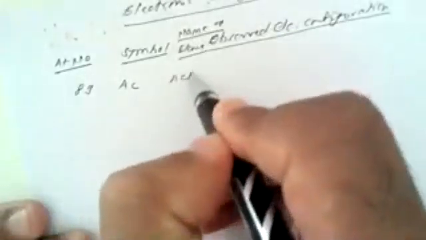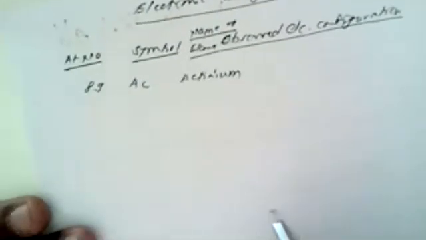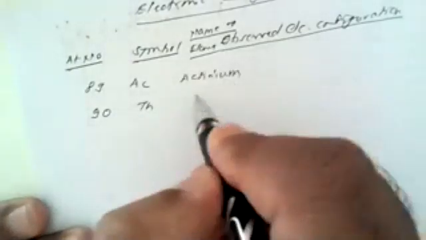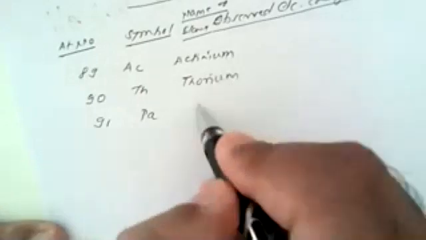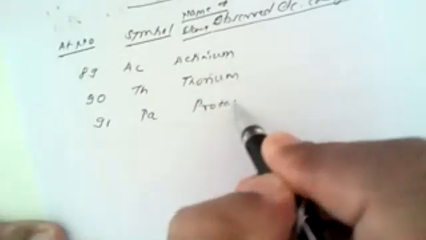So atomic number 89, symbol Ac, you have to write side by side. Name of the element is actinium, which is the first member, and from the name of this element, the name is given to the series, that is actinide series. Then you have to write second member, Th. This is known as thorium. Then atomic number 91, Pa, capital P, small a. You have to write like this, protactinium.